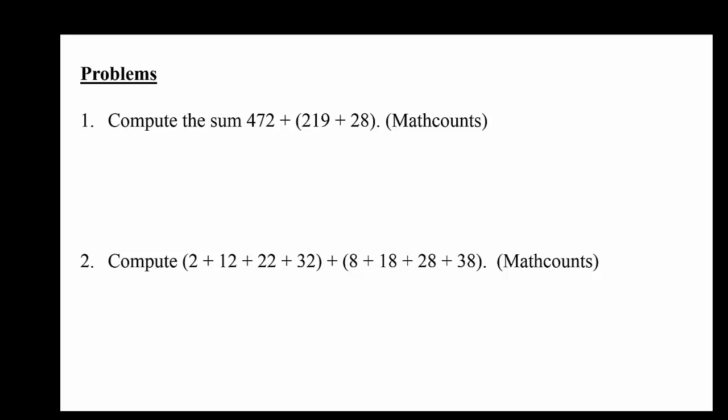We want to compute the sum 472 plus parentheses 219 plus 28 close parentheses. So how should we do this one, Kyle? Well, we can use the associative and the commutative property, so we can take out the parentheses. Okay, let's take out the parentheses. So the associative law says we can drop the parentheses. And then the commutative law says that we can switch the 219 and the 28. Okay, let's do that.